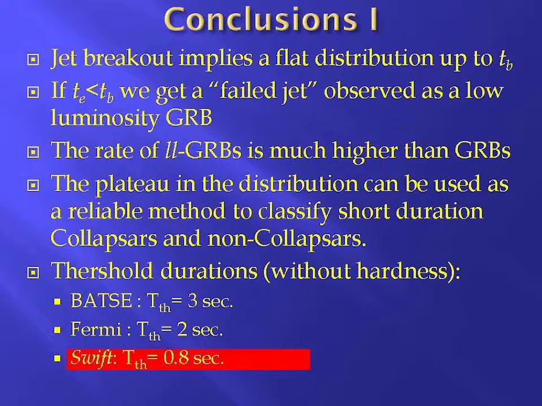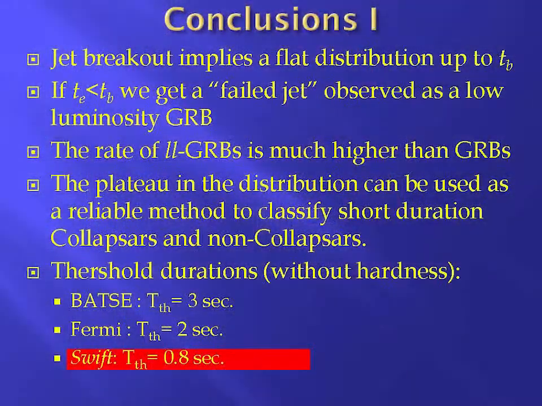So jet breakout times imply a flat distribution up to T breakout. If T engine is smaller than T breakout, then the jet fails, and we observe a low luminosity gamma ray burst. The rate of low luminosity gamma ray bursts is much higher than normal gamma ray bursts. A plateau in the distribution can be used to derive a reliable method to classify short duration collapsars and non-collapsars.